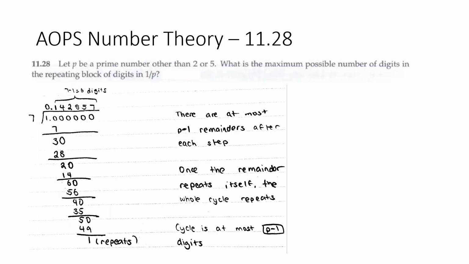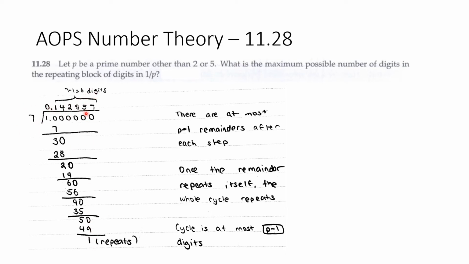AOPS number theory 11.28. Let P be a prime number other than 2 or 5. What is the maximum possible number of digits in the repeating block of digits in 1 divided by P? There are at most P minus 1 remainders after each step in long division. For example, if we use 7, 1 divided by 7 is 0.142857, and the repeating cycle is 7 minus 1, P minus 1, which is equal to 6 digits.